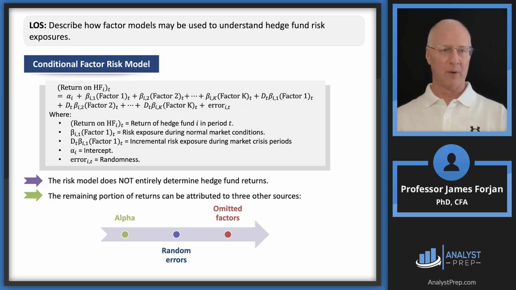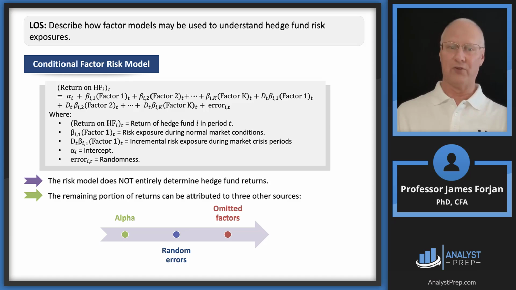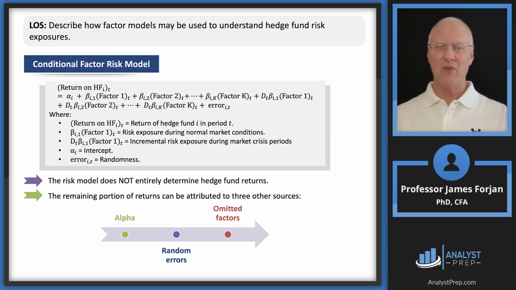Now, of course, look at the purple arrow point. This model does not entirely determine the return. Of course it doesn't; there's other stuff out there, but the remaining portion can be attributed to the manager's alpha. That makes perfect sense. And then randomness, that's the error term after the last plus sign, random errors. In my academic world, a lot of times we call that noise, and the noise up here cancels out the noise down here. At least we expect them to cancel out.